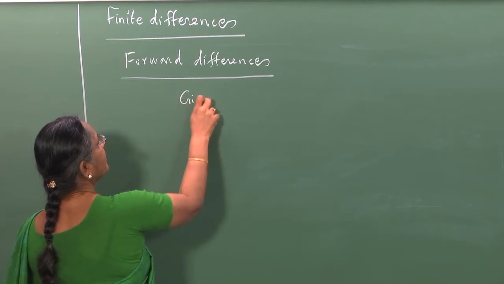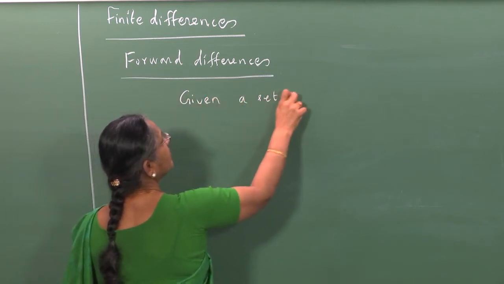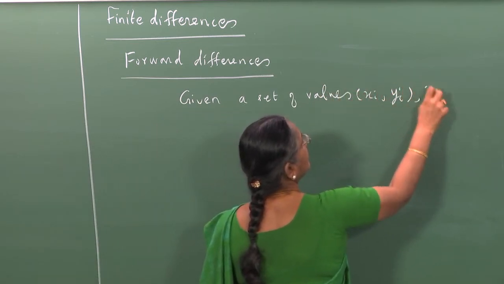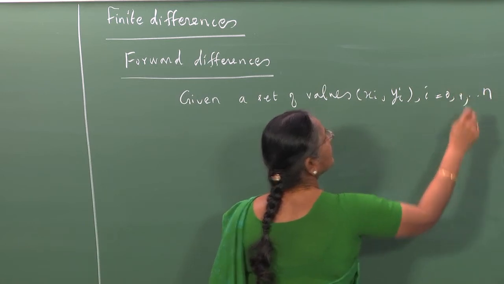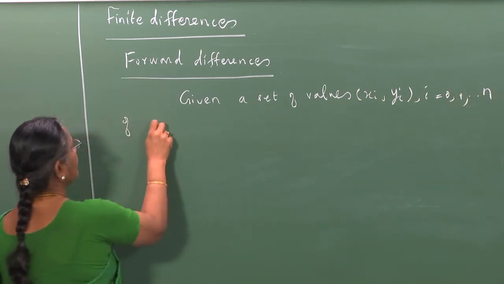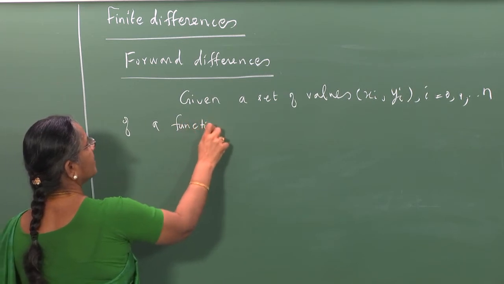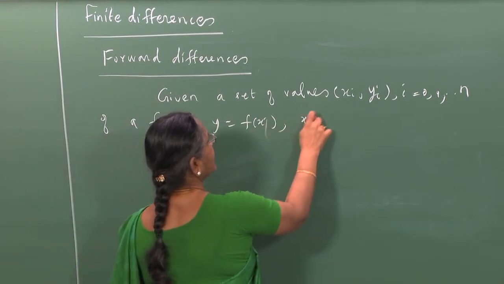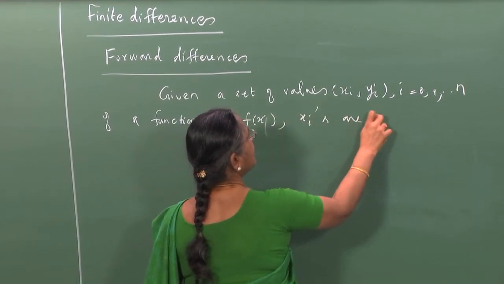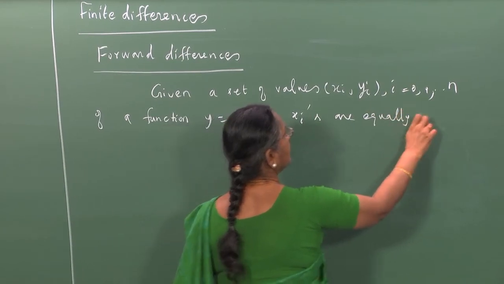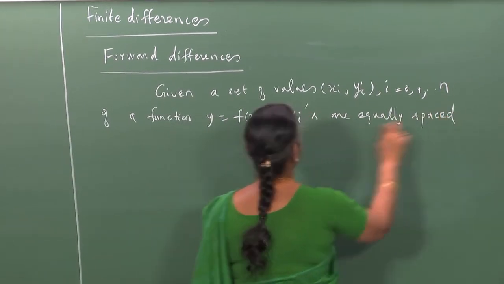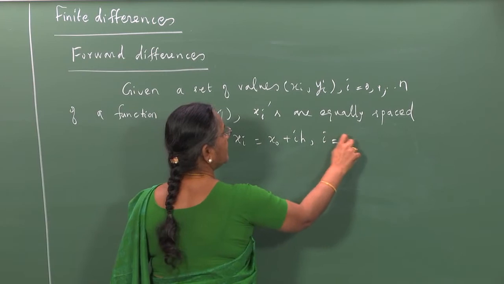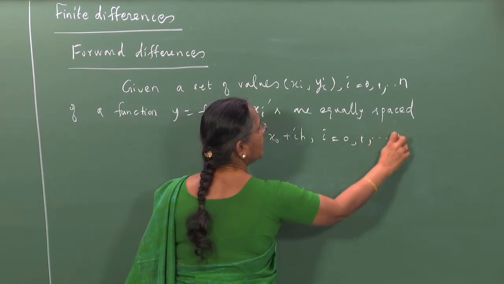So, given a set of values xi, yi of a function y is equal to f of x, where xi's are equally spaced and xi is x naught plus ih, i is equal to 0, 1, 2, 3 up to n.